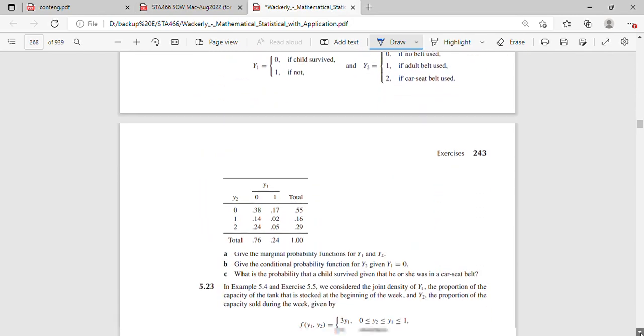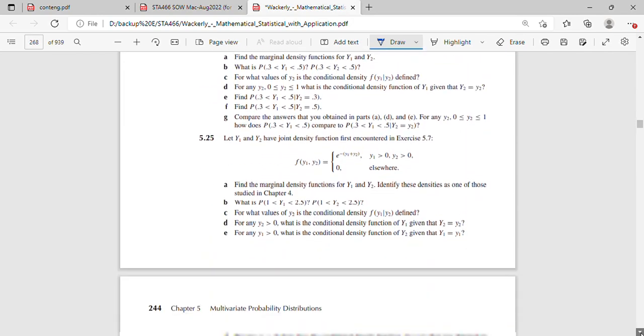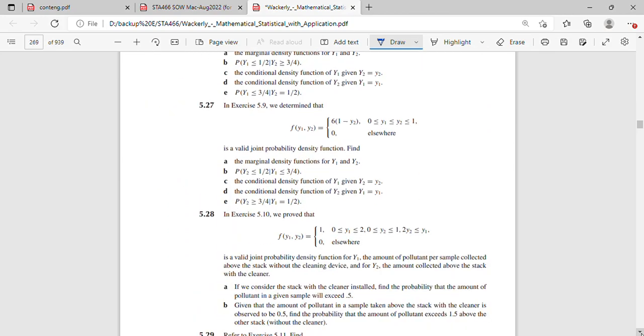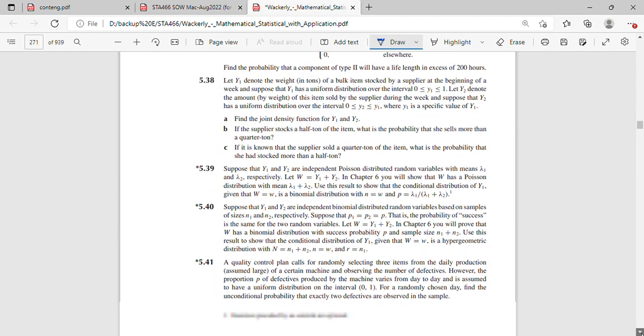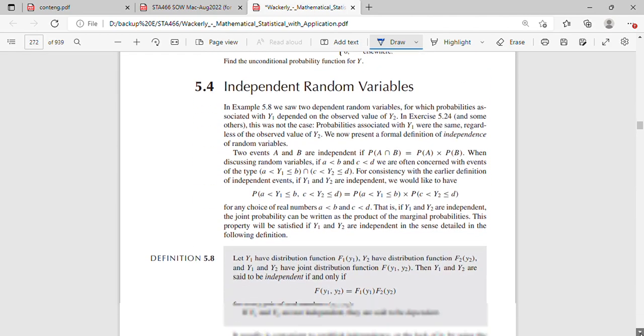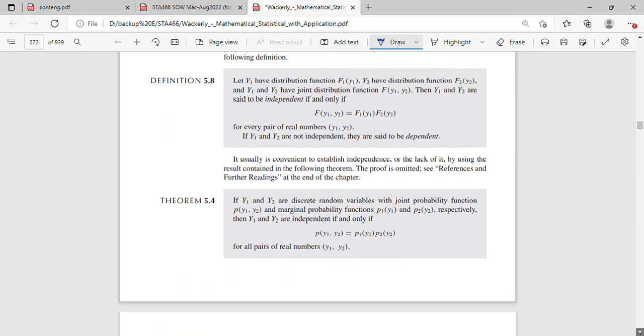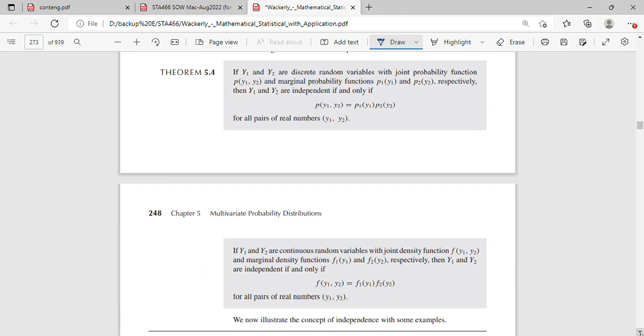Okay, let's see a little bit more about independence. Sikit sahaja. Independence. Okay. Kita boleh tahu yang we have two random variables, Y1 and Y2.